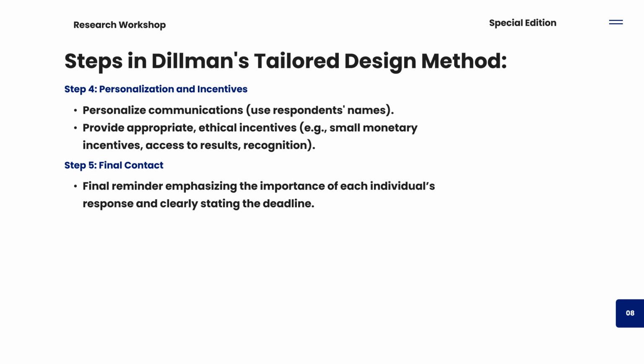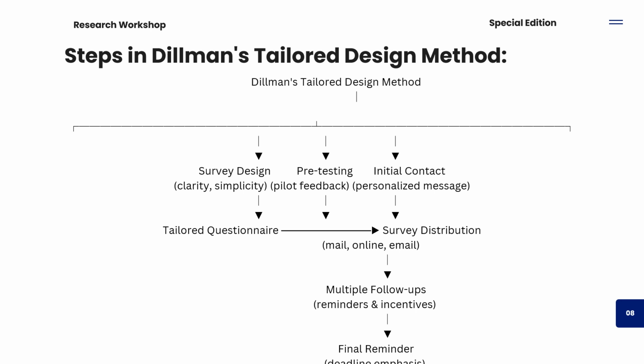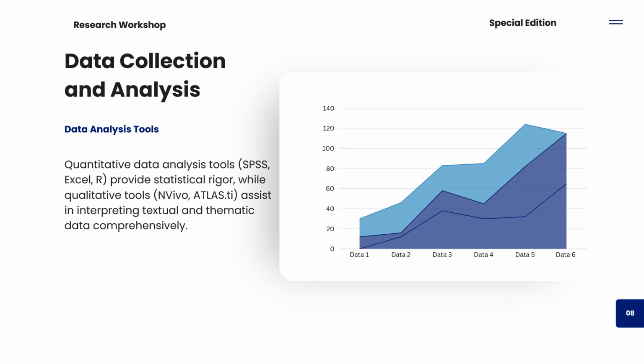I've given you the 5 steps. You can read them up when you have my slide, and then if you have questions, you can always reach out. I've also tried to break it down in a flow chart there. So going from survey design to pre-testing to initial contact to survey distribution to multiple follow-ups to final reminder. Then the next is data collection and analysis.